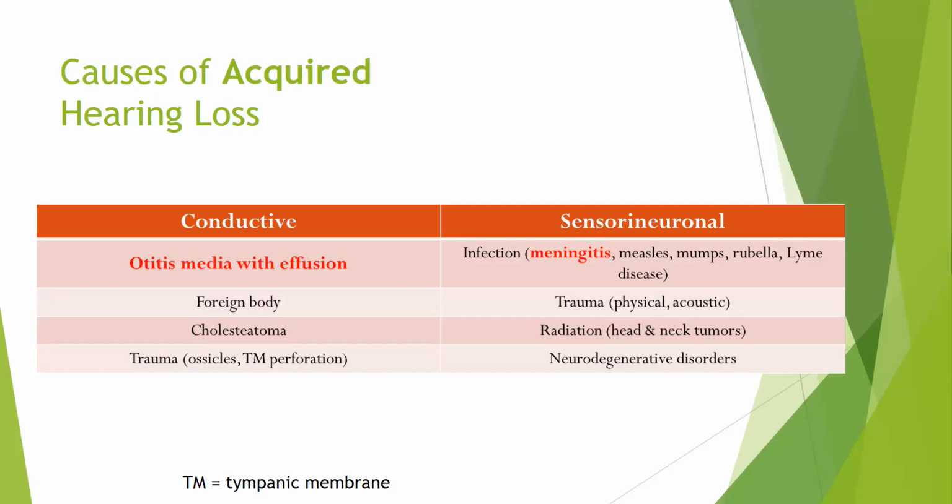So let's go over these. We've got conductive hearing loss. These are types of acquired hearing loss. So hearing loss that occurs over time, right?